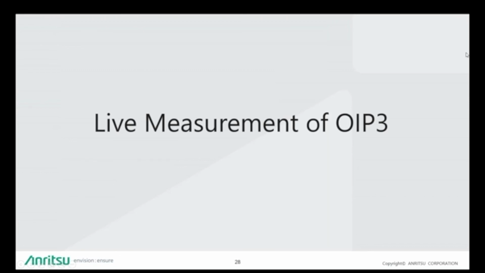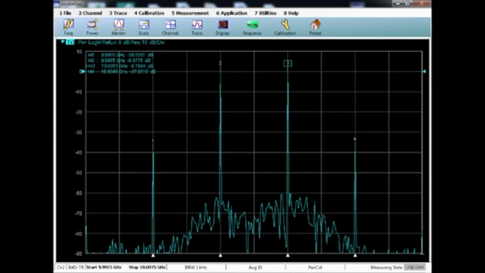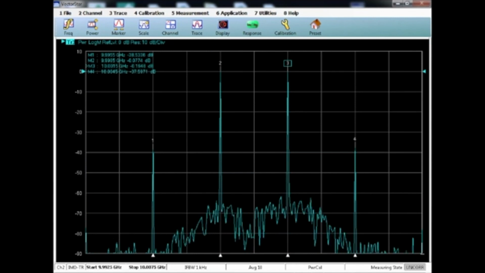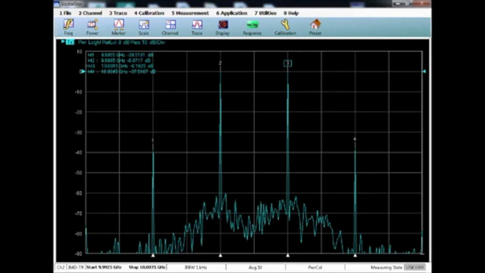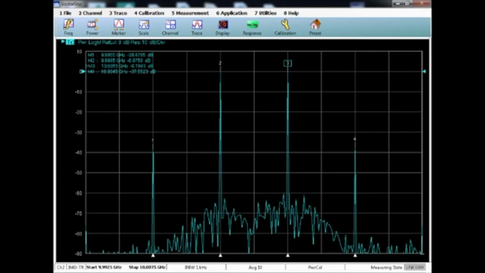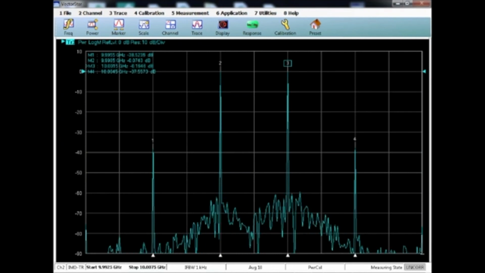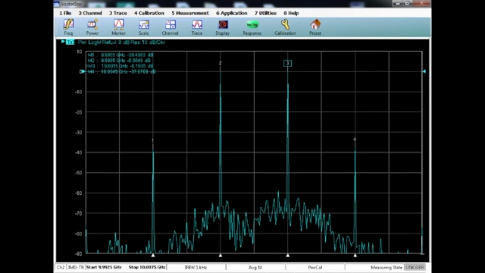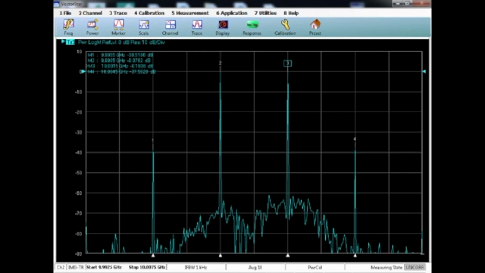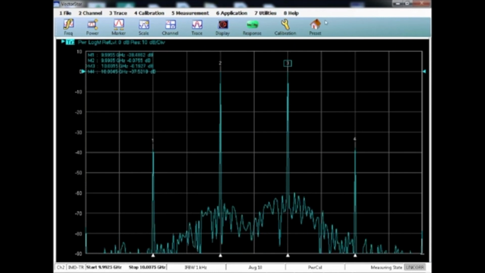So here it is. Here we can see the 2 fundamental tones. Both of them are at around 0 dBm, and you can measure the IP3 from this. 38 divided by 2 is around 19. So I mean, it varies. I know we had said 20 dBm before, but it varies. Depends on how long the device has been on and so forth. But it's in that ballpark. So this basically tells you.